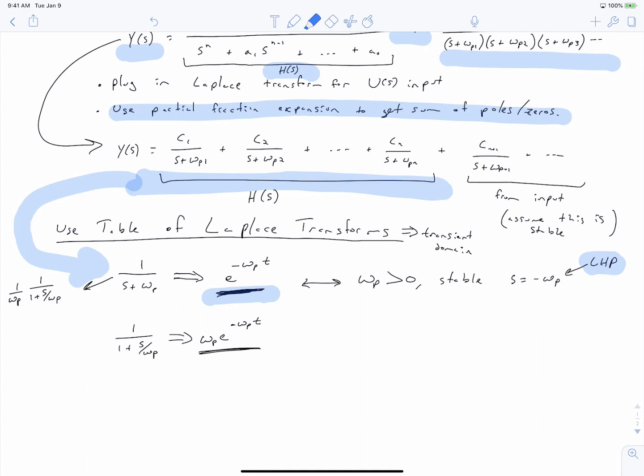But if you had a pole in the right half plane, there exist inputs to your system that will cause your system to go unstable. So there will be certain frequencies or certain voltage disturbances that can cause your output voltage to go to infinity.